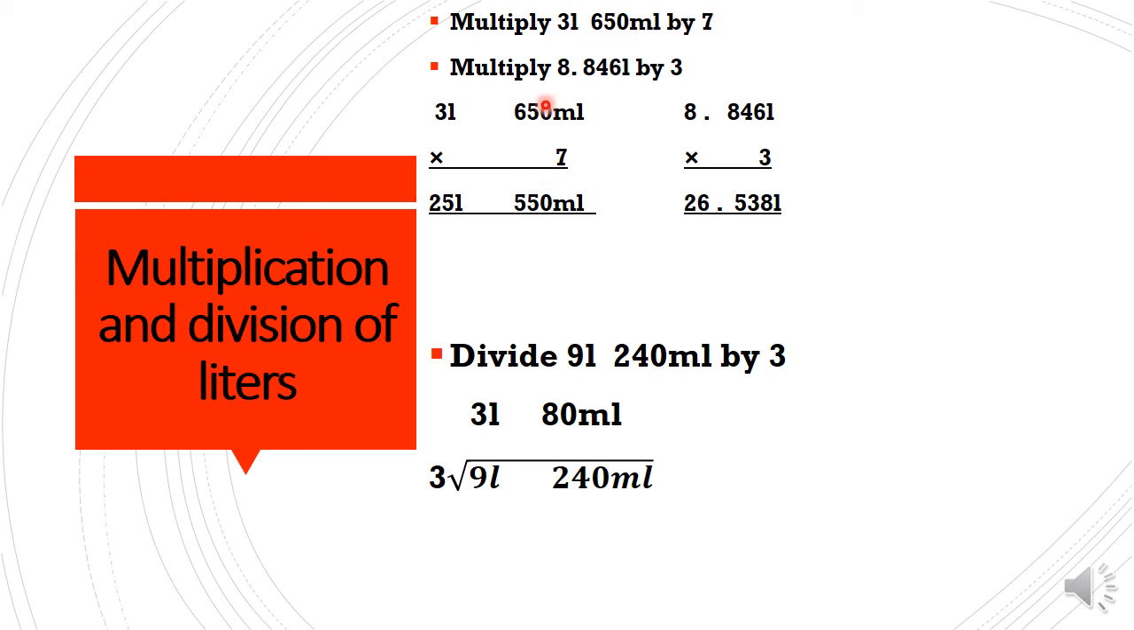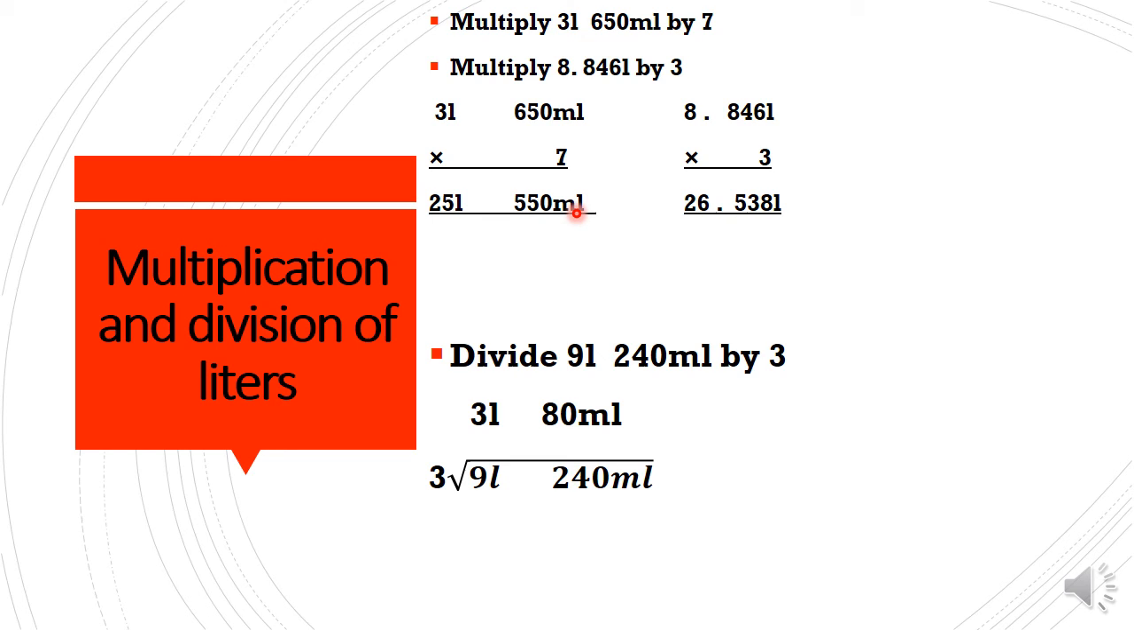7 times 0, 7. 7 times 5, 35. You write 5, carry 3. 7 times 6 is 42 plus 3 is 45. We write 5 and carry 4 up here. 7 times 3 is 21 plus 4 is what? 25. So we are left with 25 liters 550 milliliters.